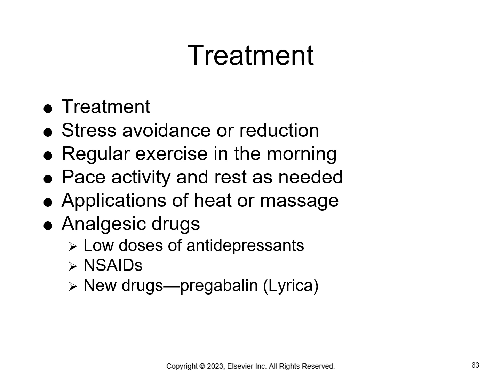Treatment for fibromyalgia can include avoiding stress or reducing stress, regular exercise, pacing activities, application of heat or massage, and analgesics such as low doses of tricyclic antidepressants, NSAIDs, or some of the newer drugs are Lyrica or pregabalin. You notice that it has GABA in it, sort of like gabapentin, and that's going to help with what we call neurogenic or neuropathic pain.